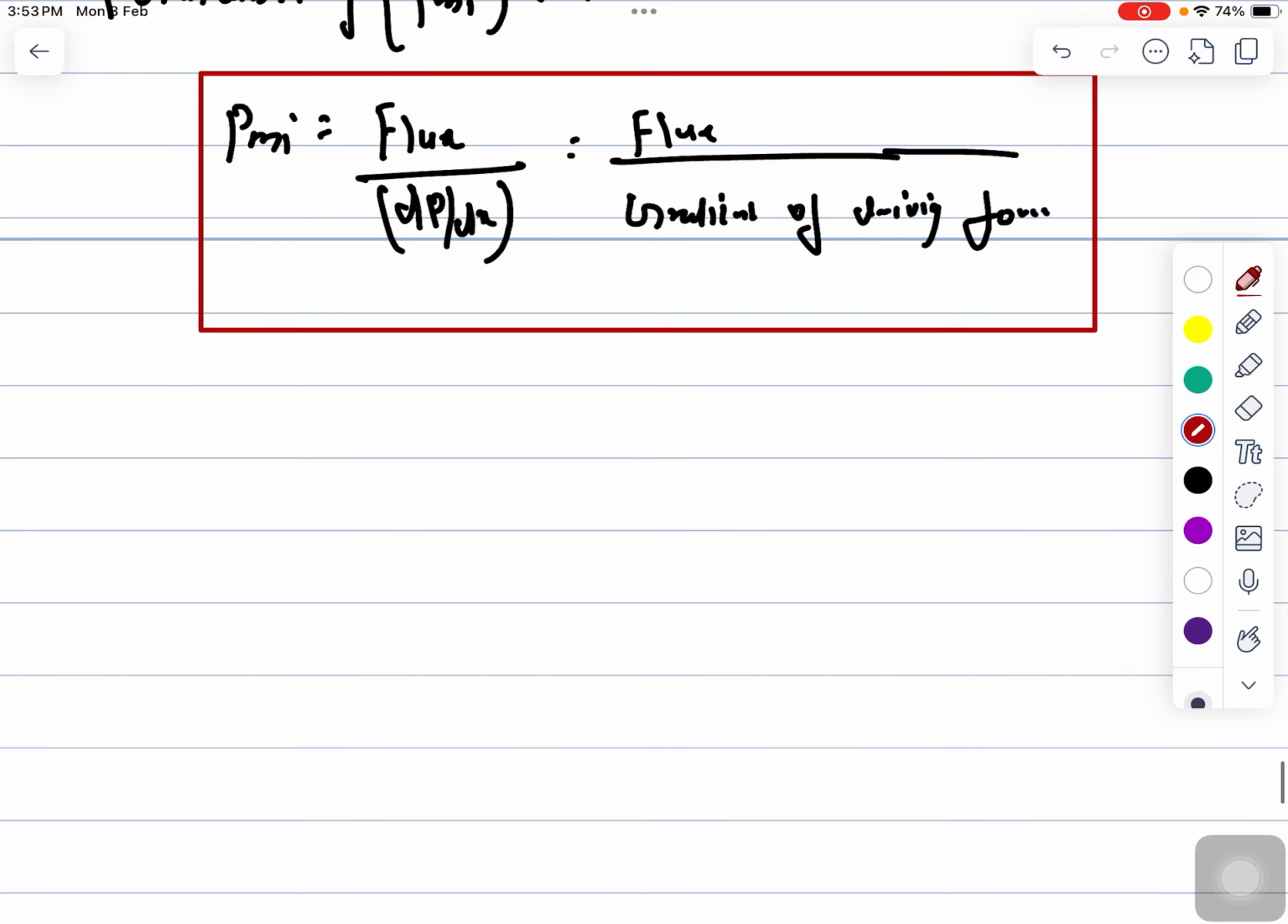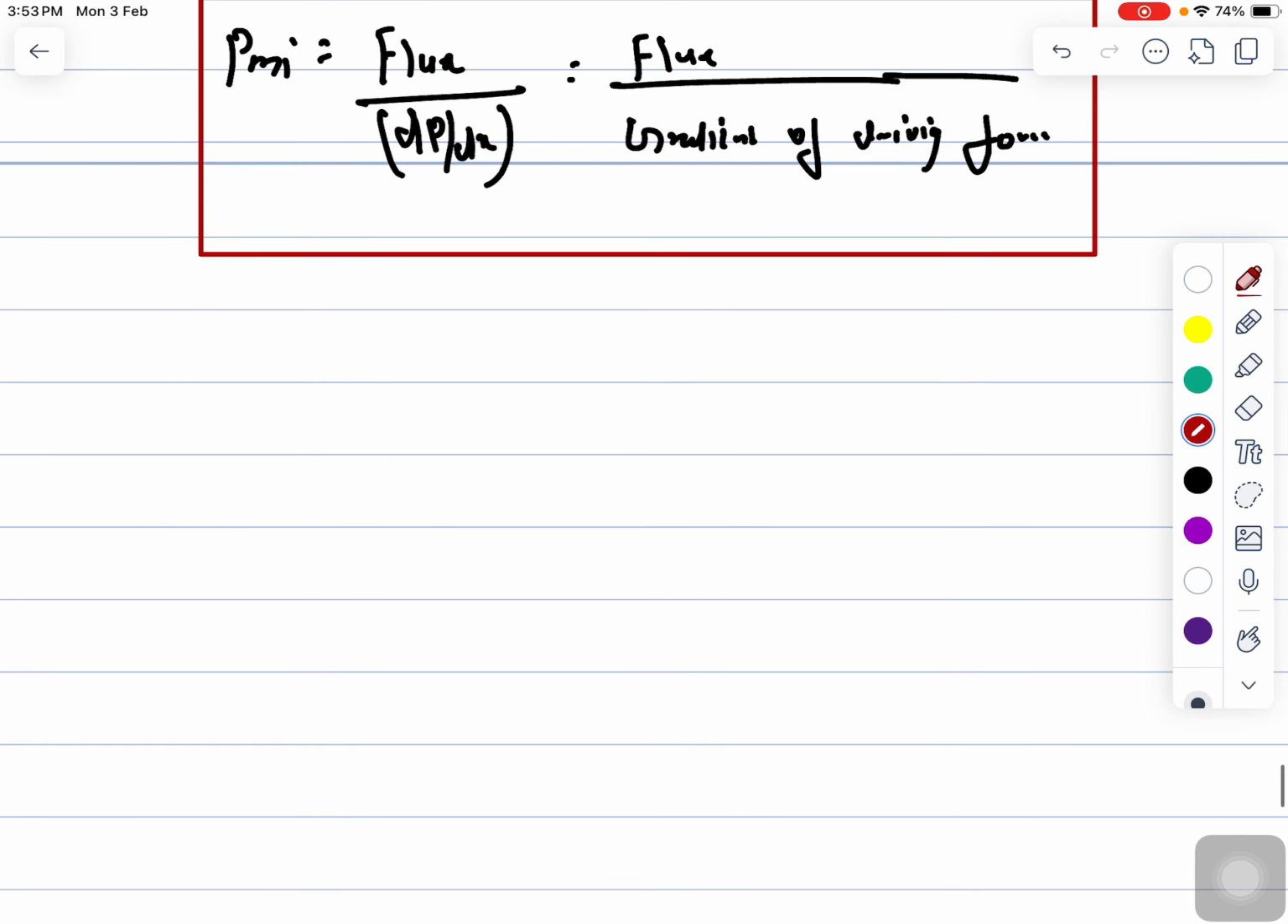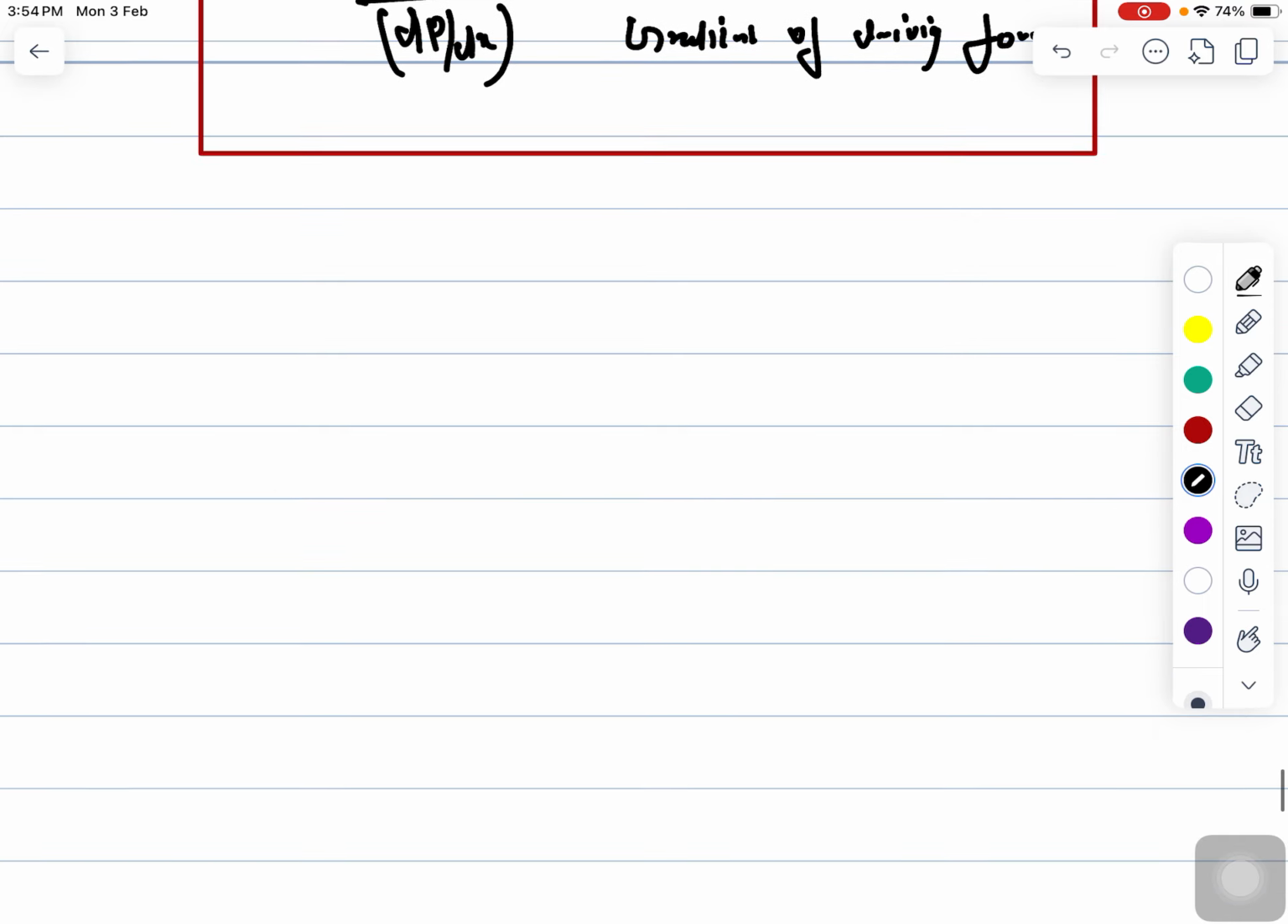Since we have seen that in reverse osmosis, I have already told you that delta P should be greater than delta pi. Now the most important thing that can be asked here is solvent flux and solute flux. Sometimes they ask these things.